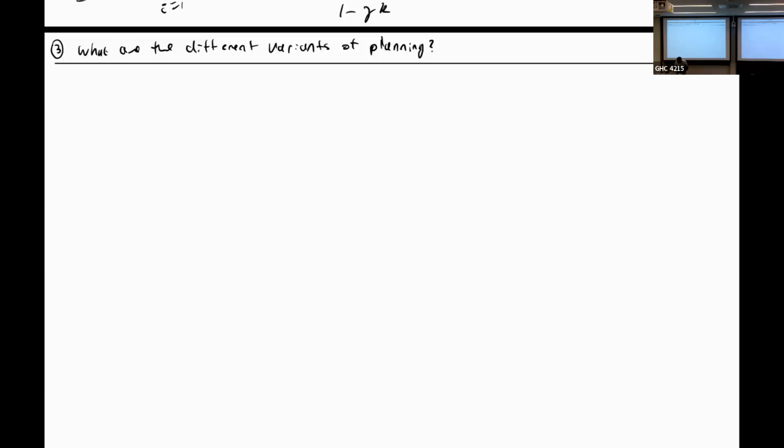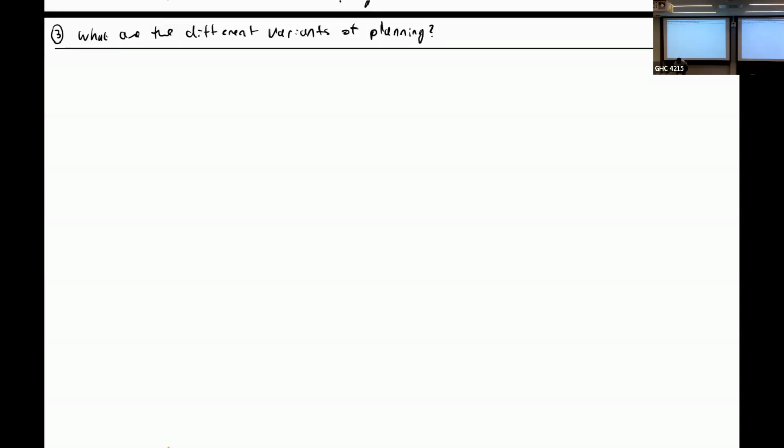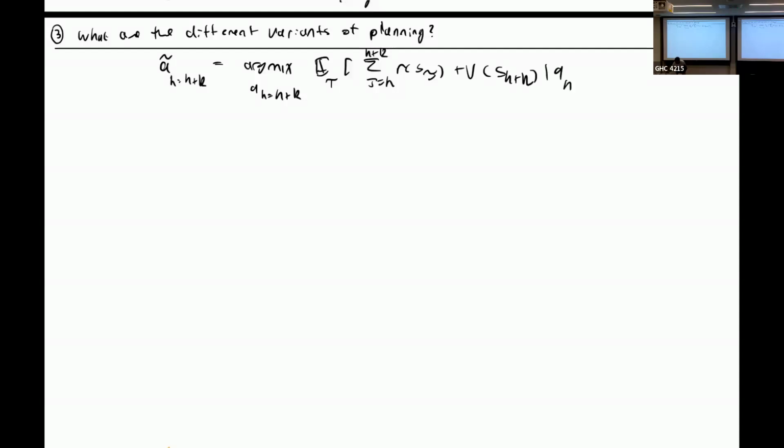So I'm going to bring back the objective we were talking about earlier. We had this thing that looked like a triple h to h plus k is going to be the argmax over k steps, a h to h plus k, of the expectation under our transition dynamics of the sum over the next k steps, tau equal to h to h plus k, of r of s tau plus v of s h plus k, conditioned on me taking that sequence of actions, right?